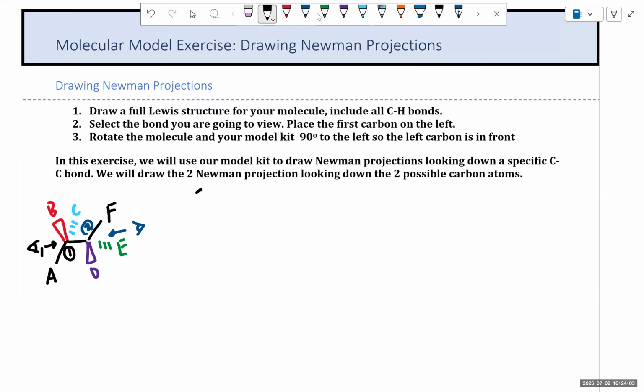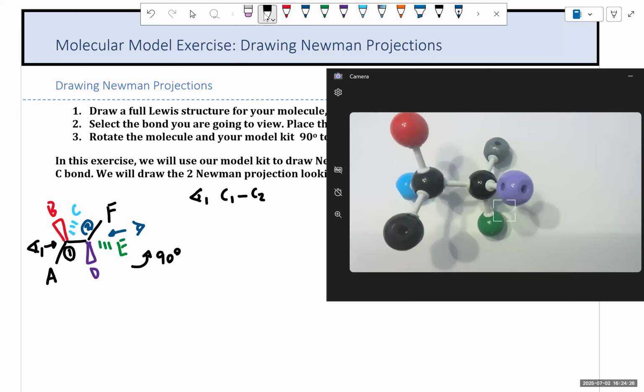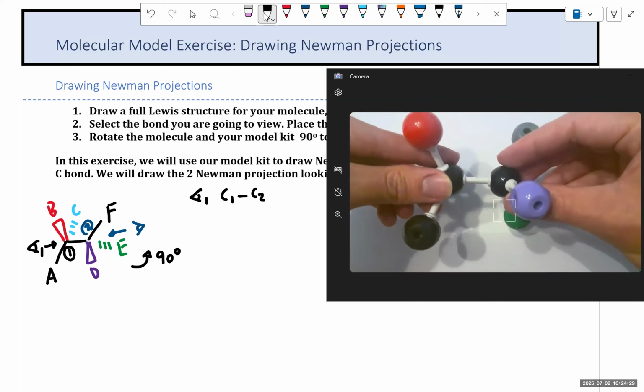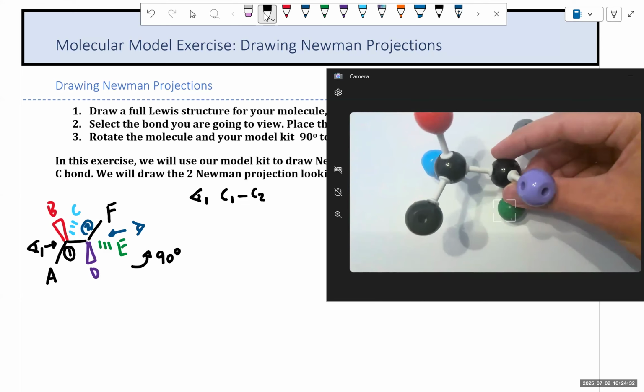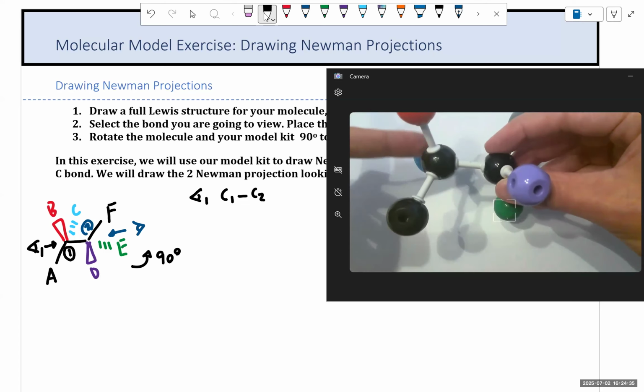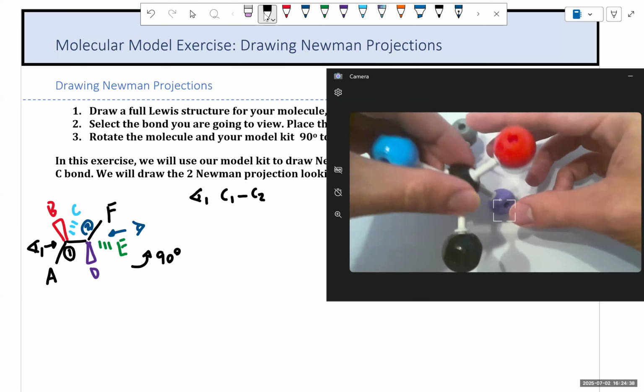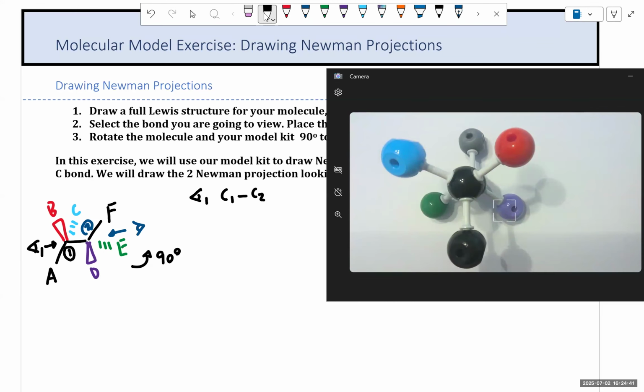So let's start with our first view, looking down carbon 1. So we're looking down the carbon 1, carbon 2 bond. One of the easiest ways to think about what you're doing here is we're taking our whole molecule and rotating it 90 degrees to the left. To show what that looks like, here is our model kit. Here is the model of this Dash-Wedge structure. And to get the Newman projection, we want to look down carbon 1, which is right here. We're going to rotate our molecule 90 degrees. And now we're looking down the carbon 1, carbon 2 bond.